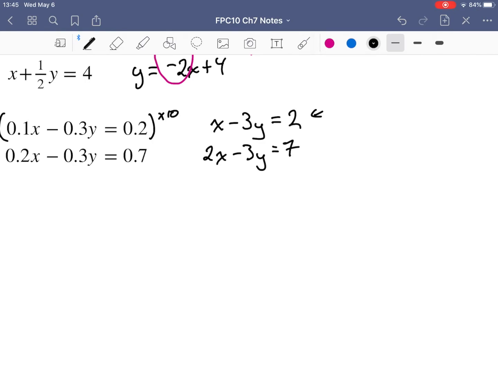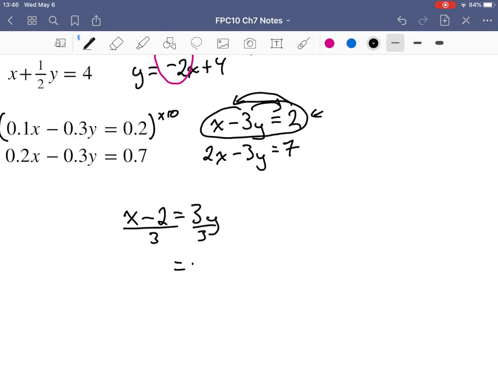Okay, so I'm going to work with this top equation right here. I'm going to swap the 2 to one side and swap the y to the other side. So I'm going to get x minus 2 equals 3y. Now I divide every term by 3 to get y is equal to 1/3 x minus 2/3.